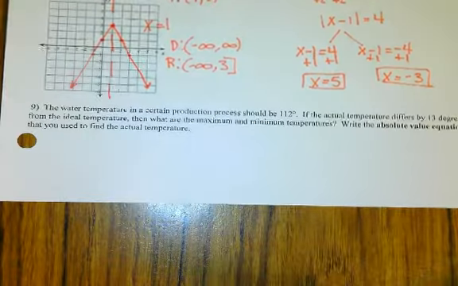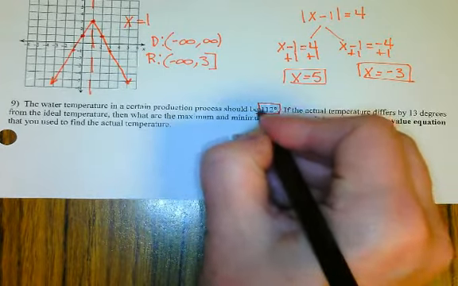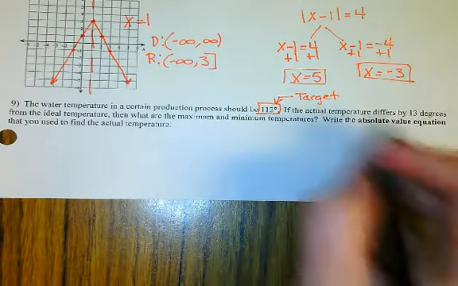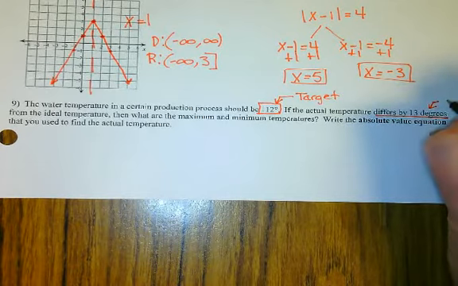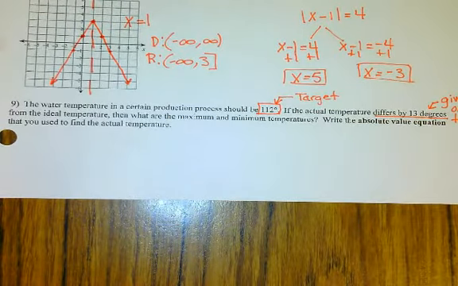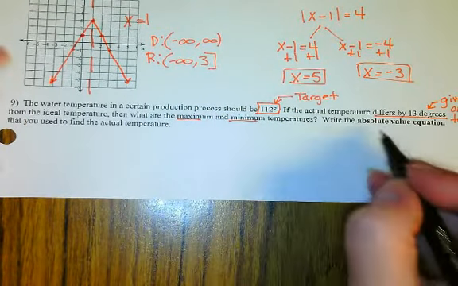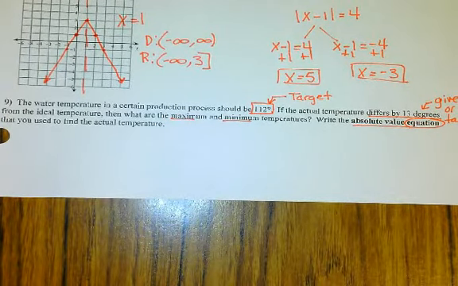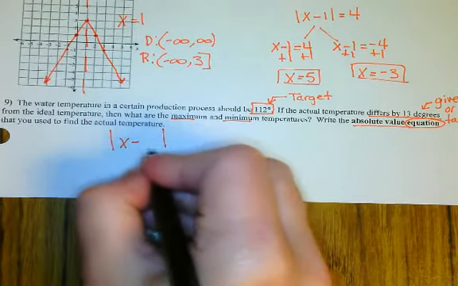All right, on this down here it says the water temperature in a certain production process should be 112 degrees. Now, depending on your teacher, they may have called this the target. If the actual temperature differs by 13 degrees, we call that our give or take, from the ideal temperature, then what are the maximum and minimum temperatures? Write the absolute value equation. Remember it says equation, so you have to have an equal sign that you can use to find the actual temperature. Okay, so we know we're doing absolute value, and I know I'm going to set it up like this.